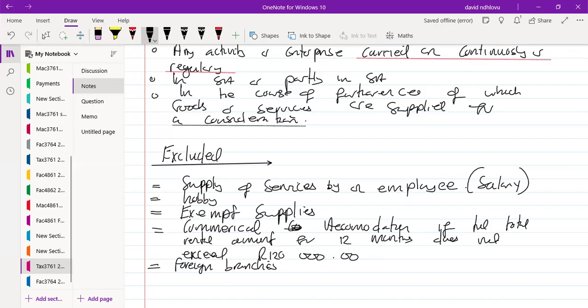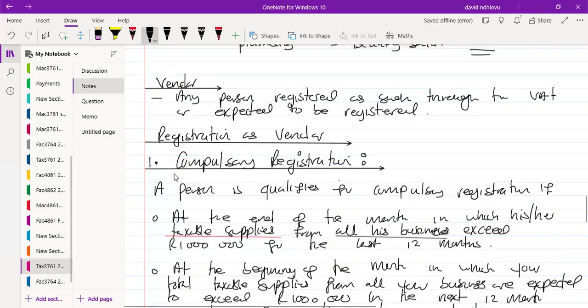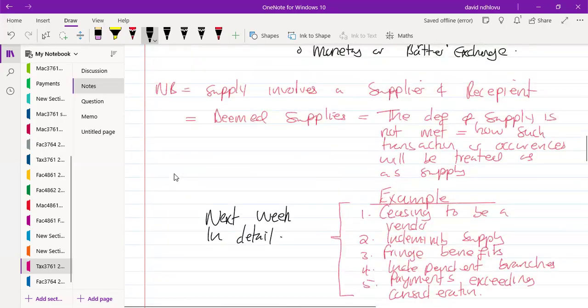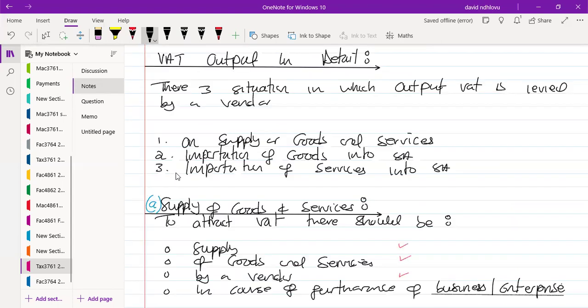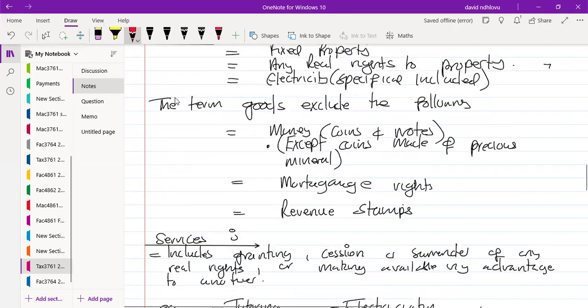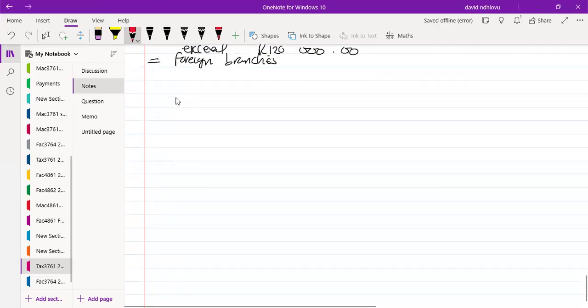Right, so that's one instance in which VAT will be levied, that is on the supply of goods and services. It may attract VAT. Then the next instance in which VAT is charged is on the importation of goods into South Africa.